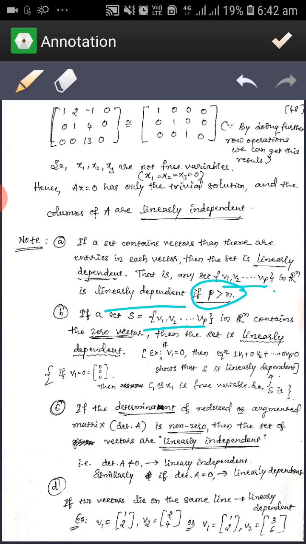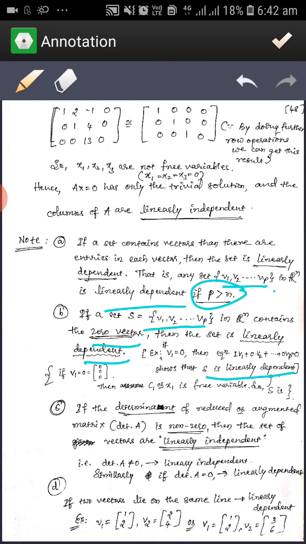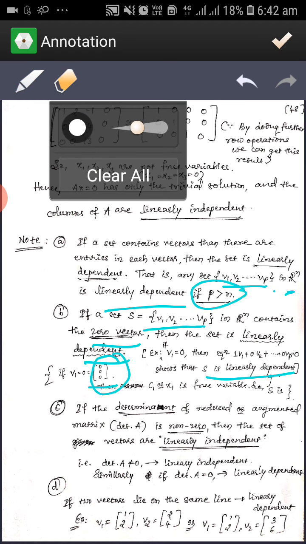Suppose a set S in Rn contains the 0 vector. Then it is linearly dependent. Here we can show that if v1 equals 0, then S is linearly dependent. If one of the vectors, among v1, v2, v3 and so many vectors, is the 0 vector, where each vector has n elements, then we call it linearly dependent.